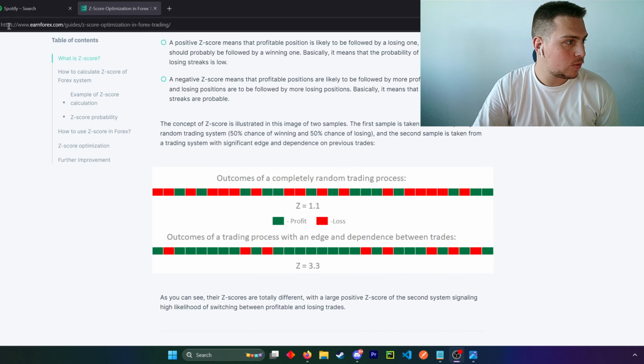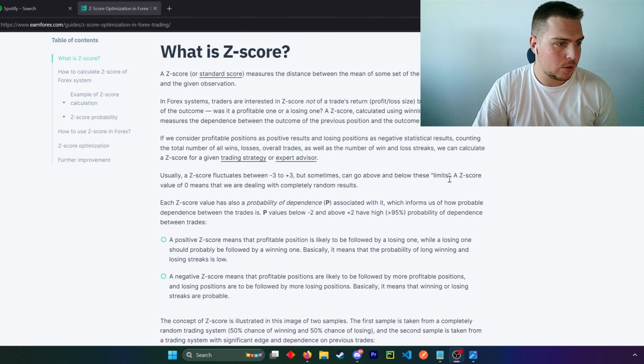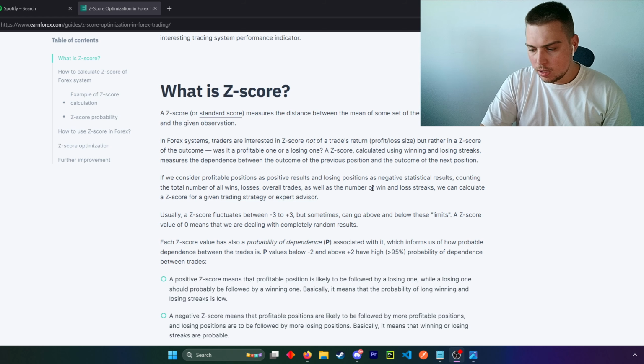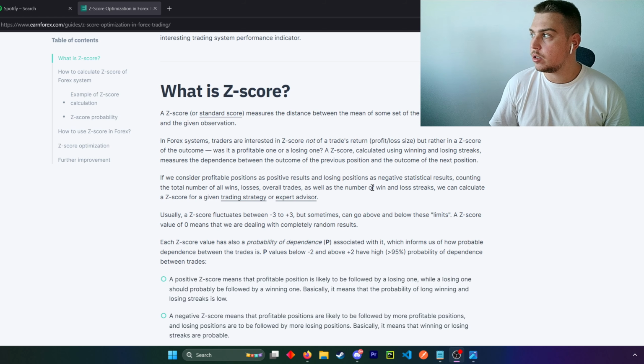Now, I am taking this from earnforex.com. They have a very good explanation. I'm going to put this in the text afterwards. So, what is Z score in trading?